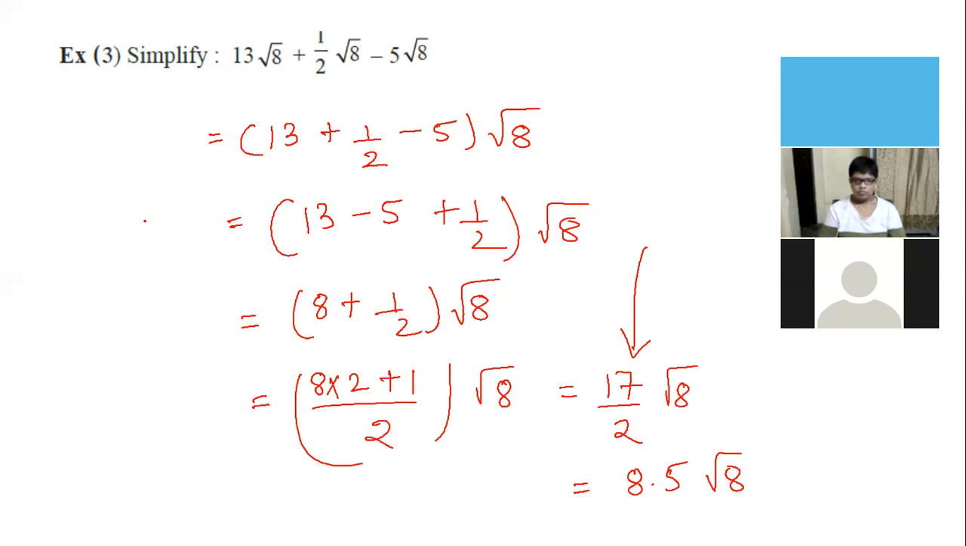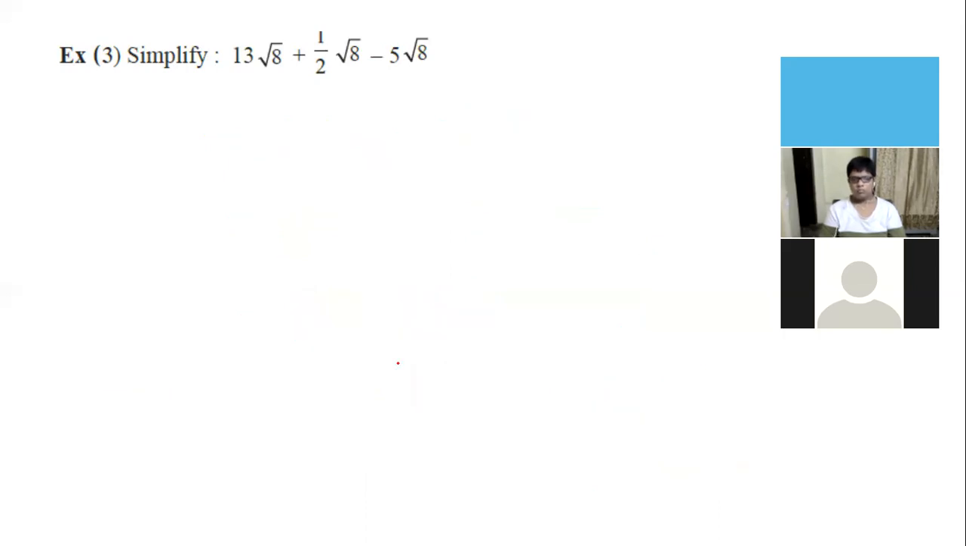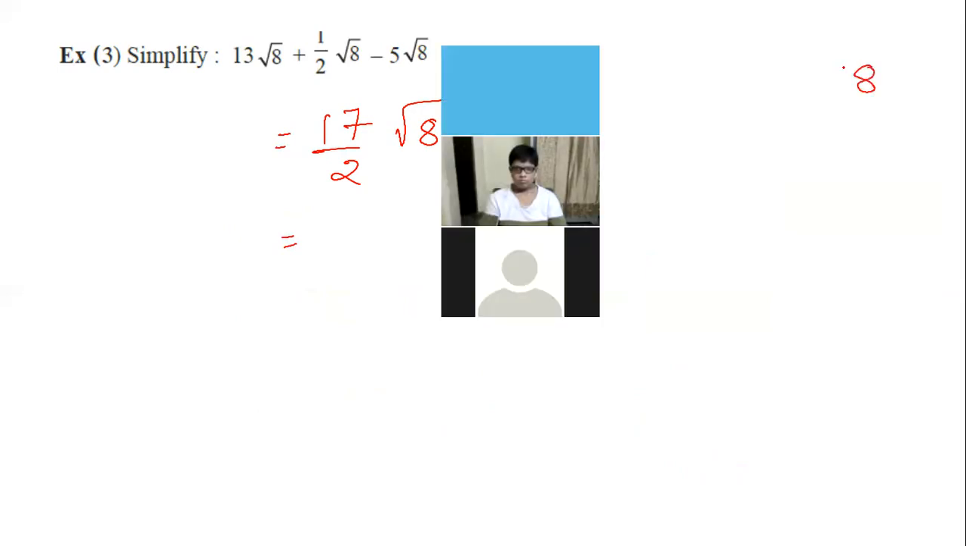Okay. So we got 17 upon 2 root 8, correct? Final answer 17 upon 2 root 8. Now note one thing: the root 8 in the denominator can be reduced further. We can write root 8 in the simplest form. So can you tell how to do it?